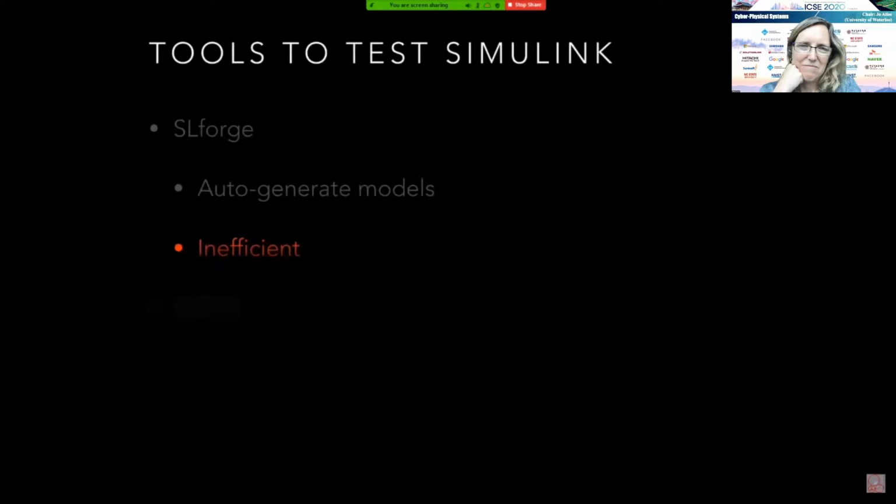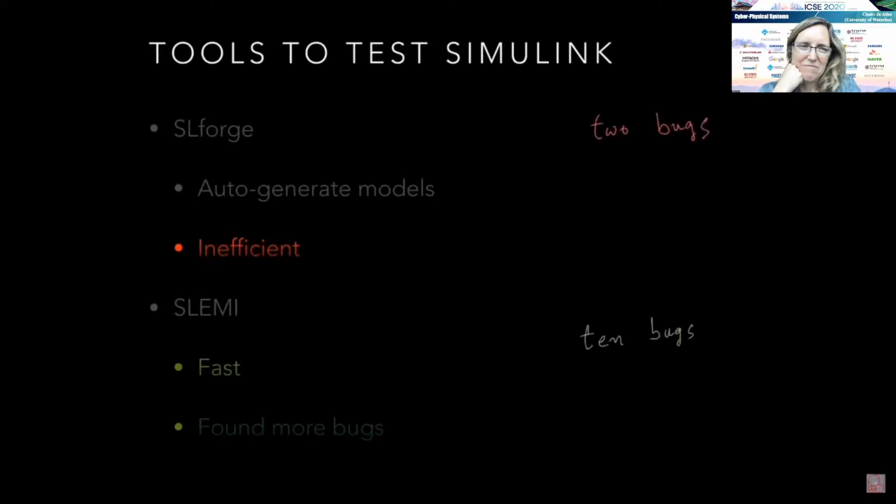Our tool SLEMI is first of all fast, since it just introduces small changes to an existing Simulink model instead of trying to generate a whole model from scratch. It also found more bugs than SL Forge. We gave the two tools similar resources. SL Forge found 2 bugs, whereas SLEMI found 10 bugs in various Simulink versions.